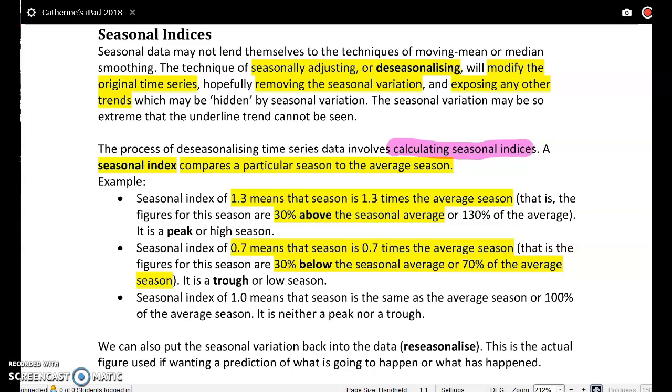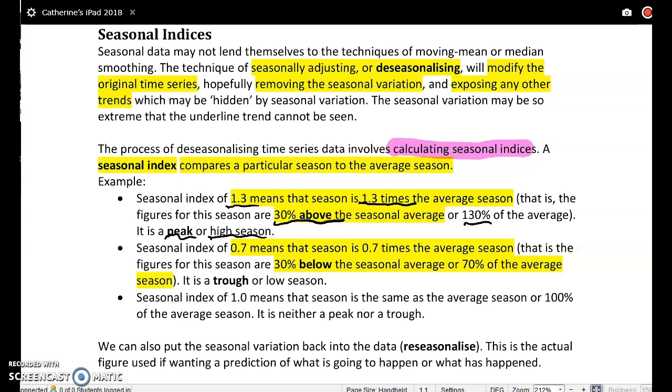So a seasonal index of 1.3 means the season is 1.3 times the average season. So it's 30% above that seasonal average, or 130% of that average. So anything above 1 means that season is above the average season. So with sales, or whatever we're talking about, we get more that season than we do in an average season. So in terms of language, you might say it's a peak season or a high season.